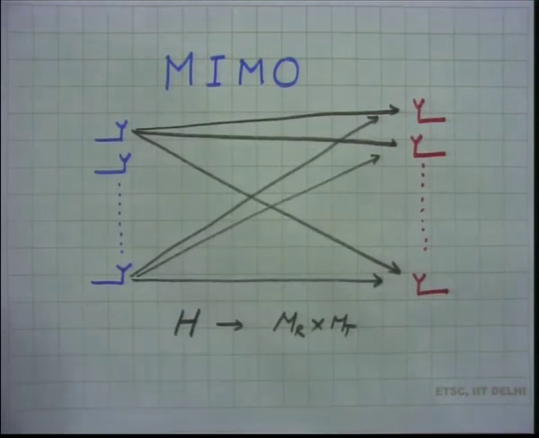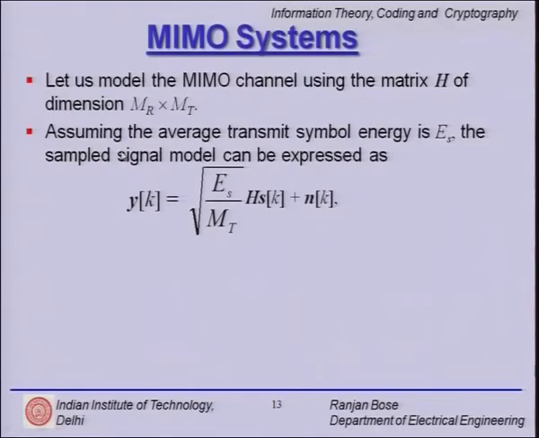So, coming back to the slide, if we assume that the average transmit symbol energy is Es, E sub s, then the sampled signal model can be represented as Yk, the kth sample, equals square root of Es over Mt, where Mt is the number of transmit antennas, times H, which represents our channel matrix, times Sk, the transmit symbol, plus Nk, the noise. So, this is just the sampled signal model.